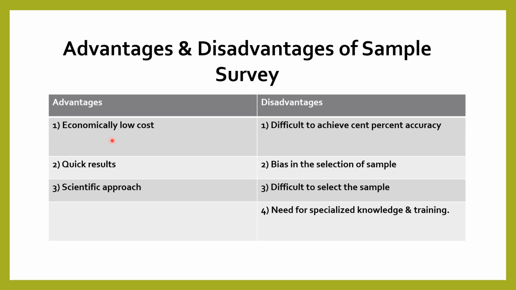First one is economically low cost. This survey is economically low cost when we compare it to the census method because here the data is limited. So the task of collection becomes low cost, and the analysis also takes less time. So when we compare both methods, the sample survey and the census survey, the sample survey gives economically low cost than the census method.